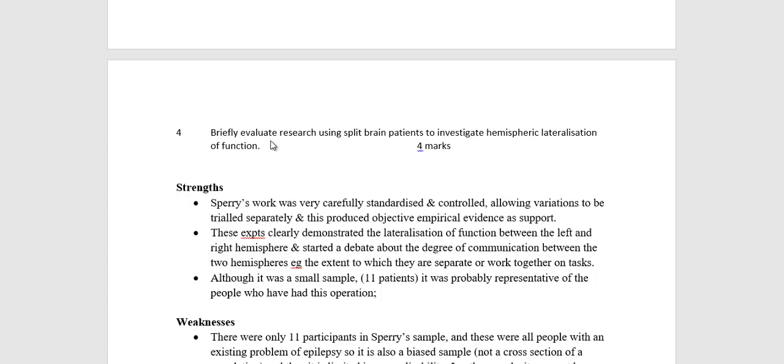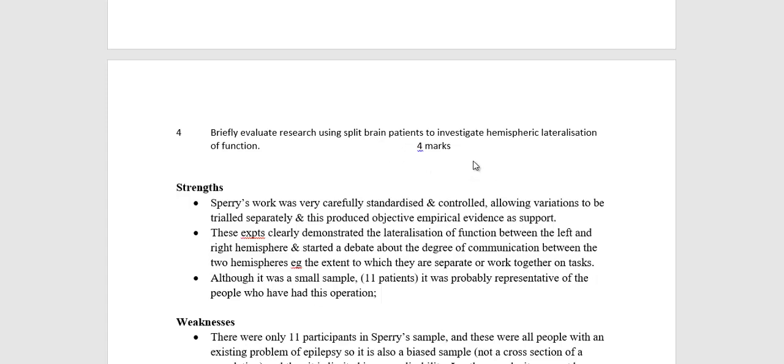So the question is, and I think this was from a sample paper 2, briefly evaluate research using split brain patients to investigate hemispheric lateralization of function. Okay, so it's a very wordy way of basically saying, right, let's evaluate the procedures and the methodology, etc., of the split brain patient research.